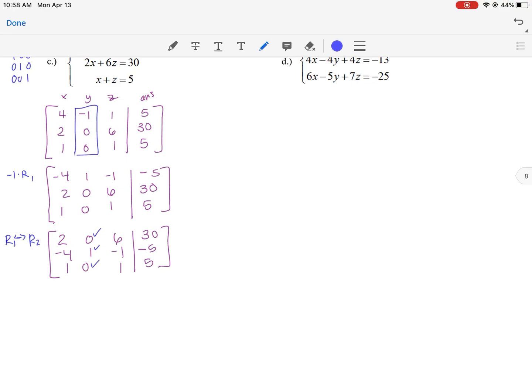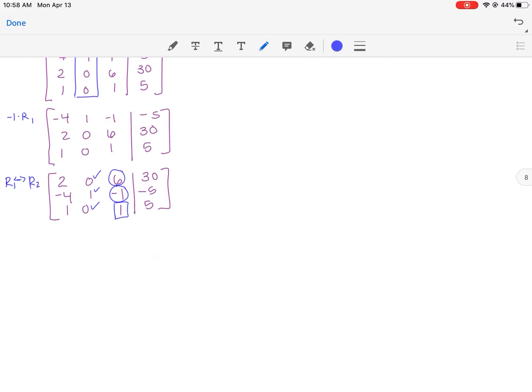Make sure though, as you swap a row, you also swap the answers, right? So this middle column is how we want it to look: 1, 0, 1, 0. The next thing we want is to either focus on the last or the first row. I'm going to focus on this last row because this one right here is in the spot that we want it in. So that's where we want it.